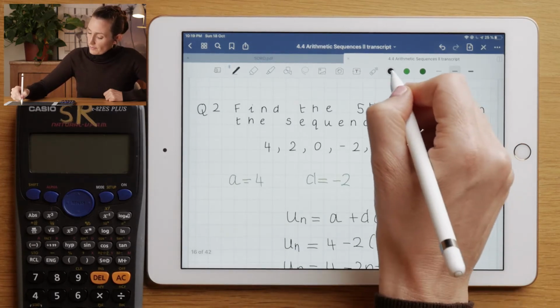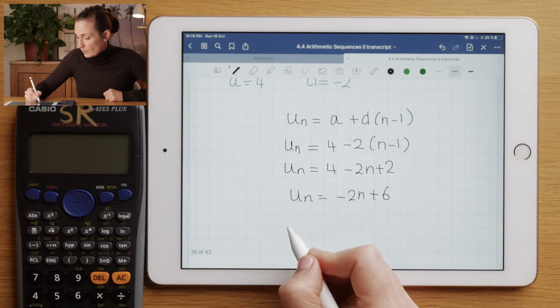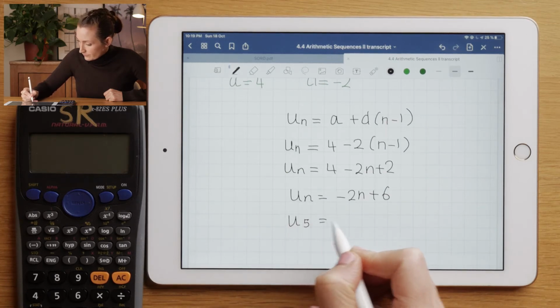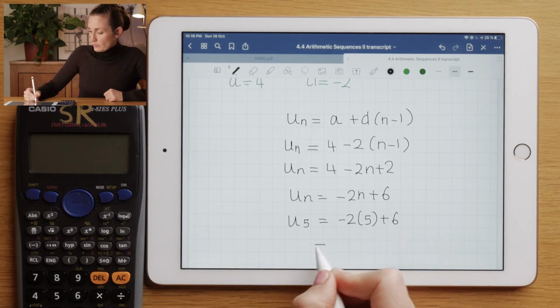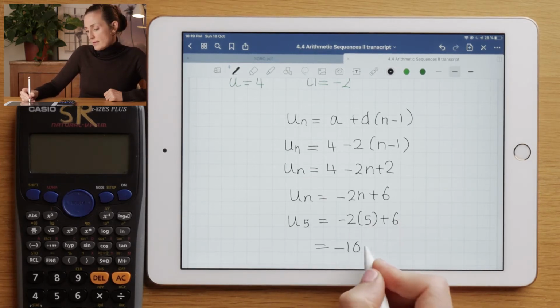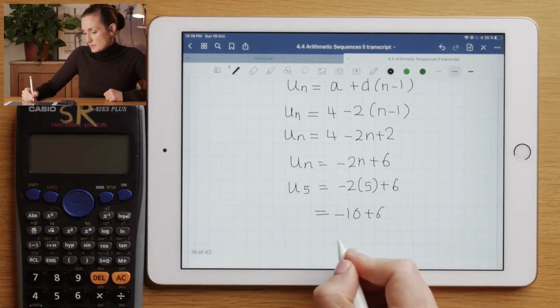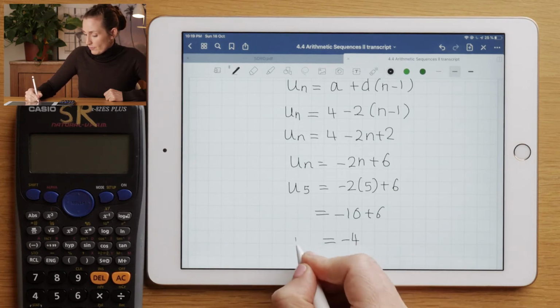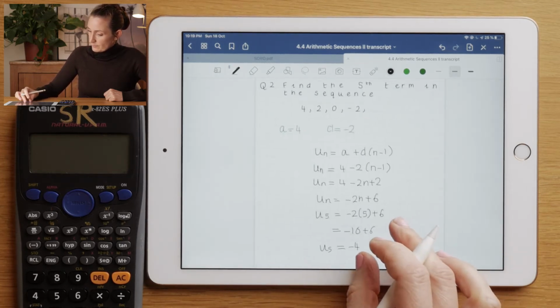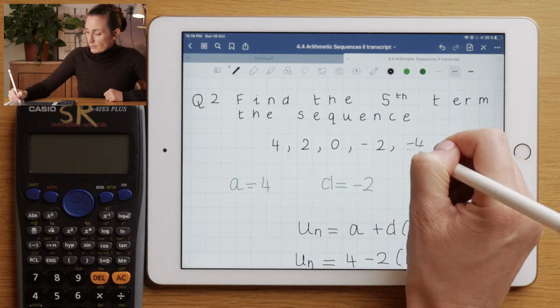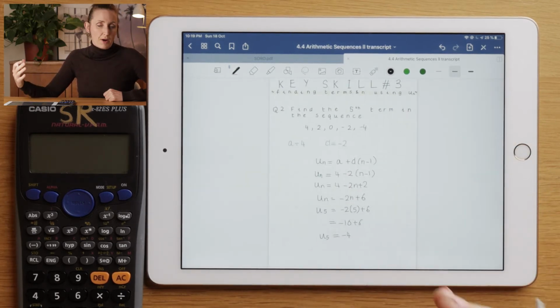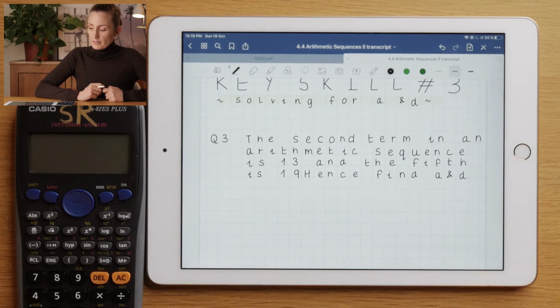Now, to find the 5th term, you simply replace n with 5. So 2 times minus 5 is minus 10 plus 6. So it should be minus 4. In this case, it probably would have been easier just to substitute it in from here, but we're practicing using the formula. Now we're going to get a little bit more complicated.